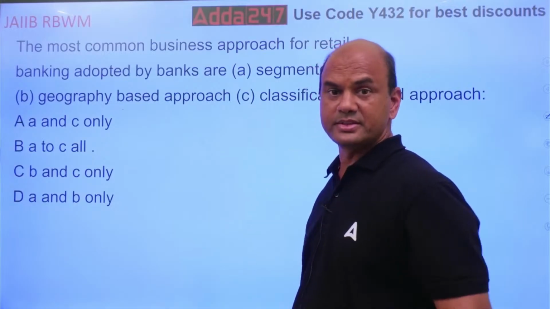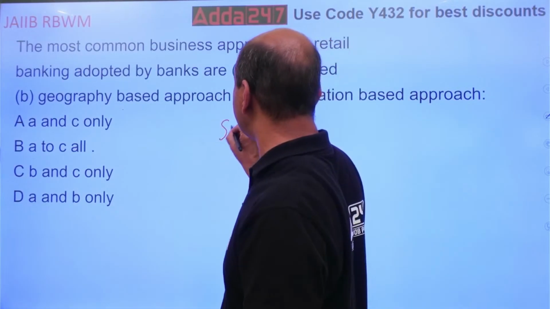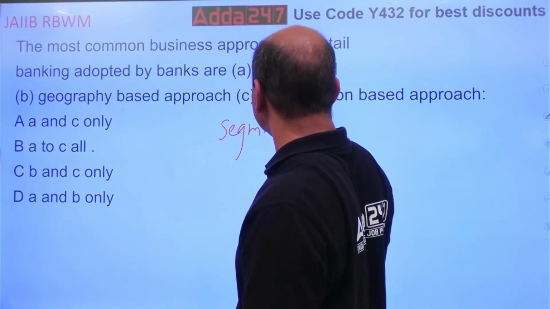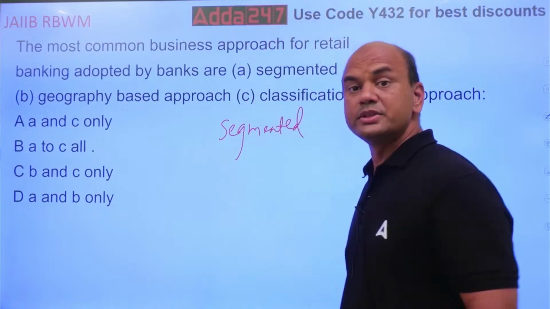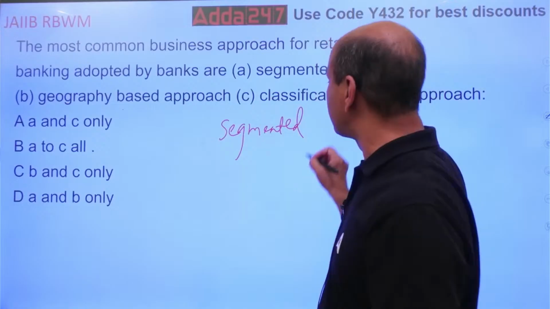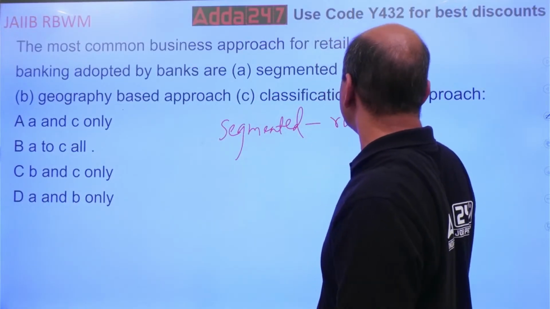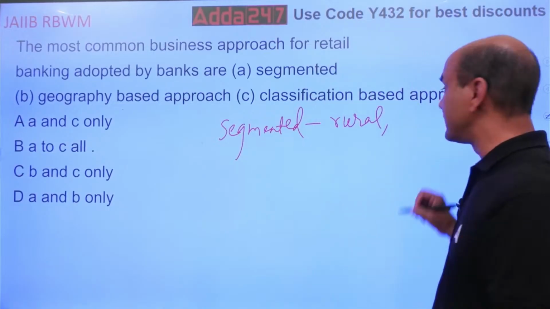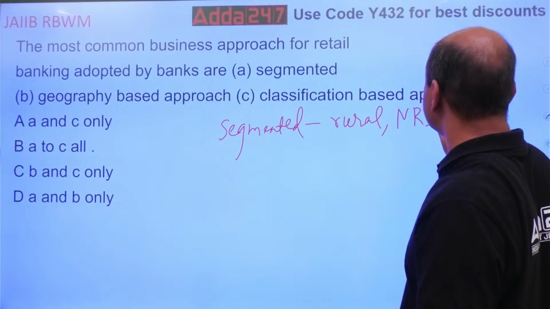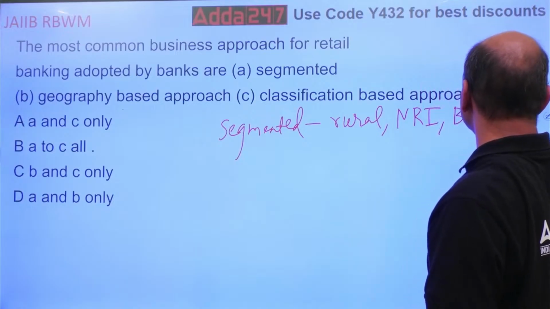So what do you mean by this? See, segmented means over here, based on the customer base. Customer base means what? I'll call this branch as rural branch, I'll call this branch as NRI branch, I'll call this branch as business branch because there are a lot of business customers over here.